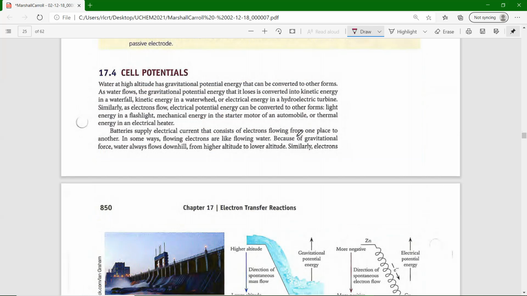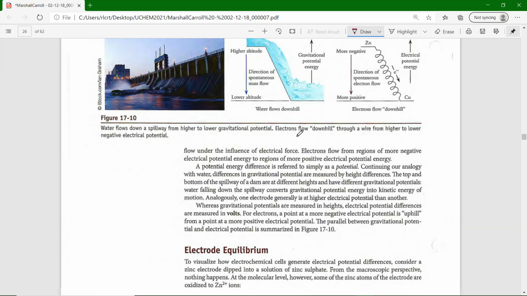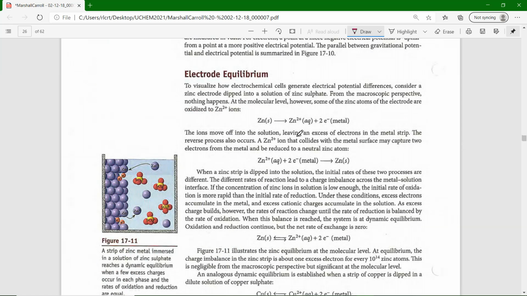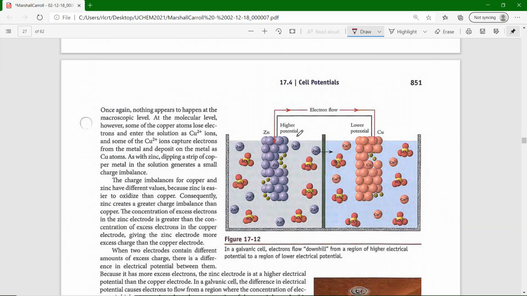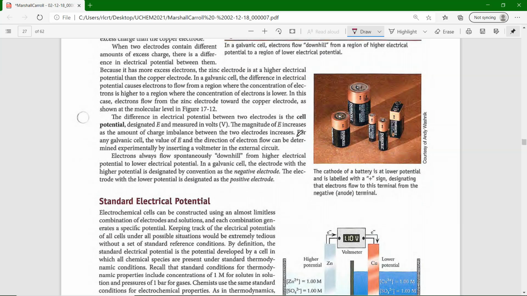Okay, cell potentials, let's get into that. This is the SRP table, and potentials are measured in volts. And again, reading or watching that review on YouTube that I did for the grade 12 should be good. Here's a picture. The cathode is at a lower potential. It's a positive sign, designating the electrons flow to this terminal from the negative anode terminal. Okay, so cathodes are given a positive sign.